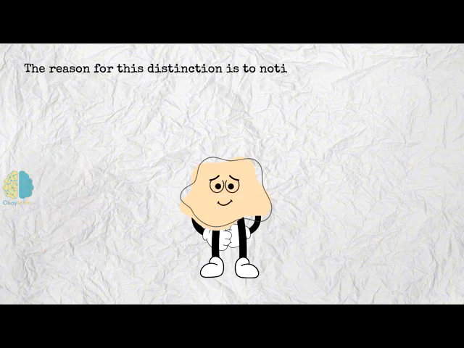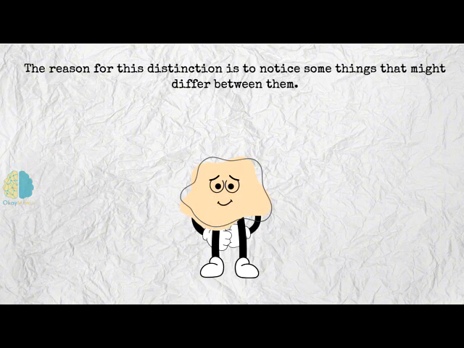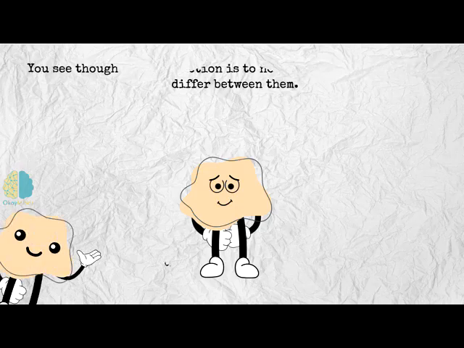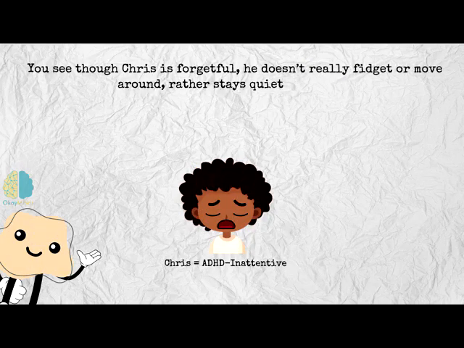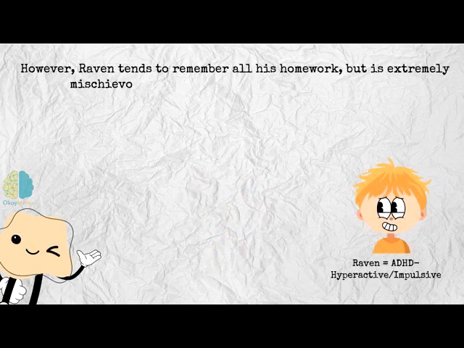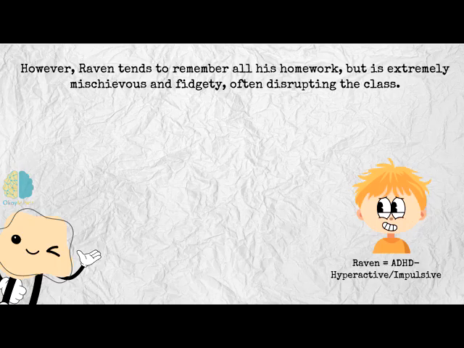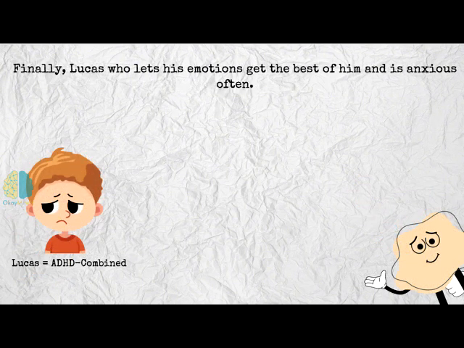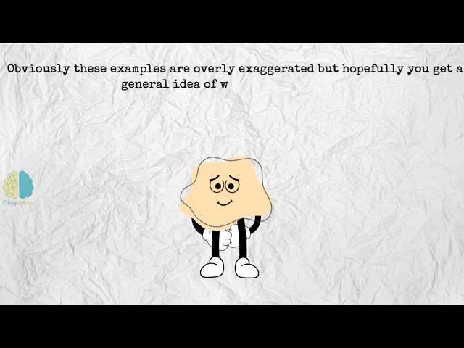The reason for this distinction is to notice some things that might differ between them. You see, though Chris is forgetful, he doesn't really fidget or move around, rather stays quiet and still. However, Raven tends to remember all his homework, but is extremely mischievous and fidgety, often disrupting the class. Finally, Lucas, who lets his emotions get the best of him and is anxious often. Obviously these examples are overly exaggerated, but hopefully you get a general idea of what this all means.